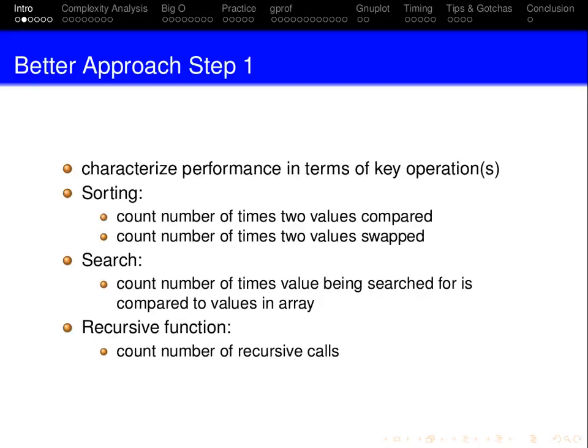So the way we do this is we usually categorize by key operations. For example, if we go into sorting, you count the number of times two values are compared or the times two values are swapped. You'll assume, of course, that those are the expensive operations. Searching, number of times the value being searched for is compared to values in an array. So how many times do you actually have to do a compare? And then if you're doing recursion, you probably count the number of recursive calls, assuming your recursive function is very simple, of course.